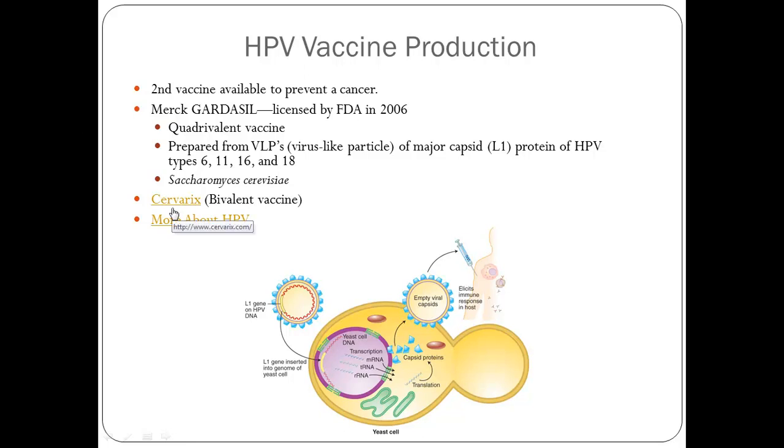There's another one called Cervarix. Cervarix is a bivalent vaccine, and that has only 2. I believe it's just 16 and 18. And then you can read more about HPV. Here's a link guiding you to more if you want to learn more about HPV and the vaccines.